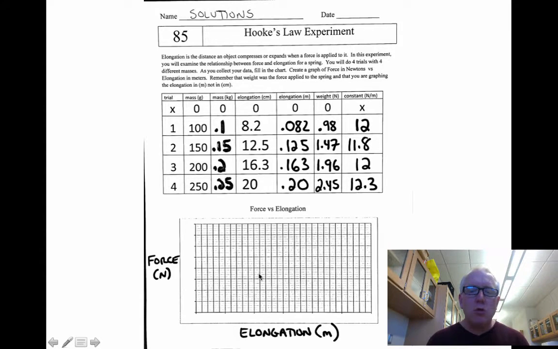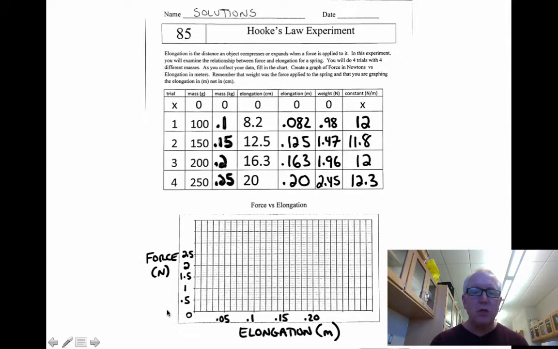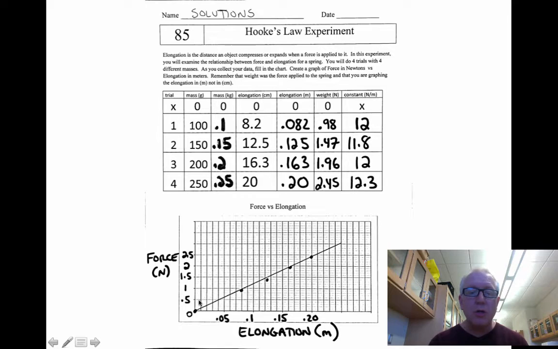The next thing we're going to do is try to put together a scale that will cover all of these things. And remember, the scales have to be equal increments. So I made a scale for elongation that went up in 0.05 increments, 0.05, 0.1, 0.15, and 0.2. And for the force, I needed to get up to 2.45, so I went up in half Newton increments. My next thing, of course, after that is to plot the points, and after I've plotted the points, I'm also drawing in a trend line.